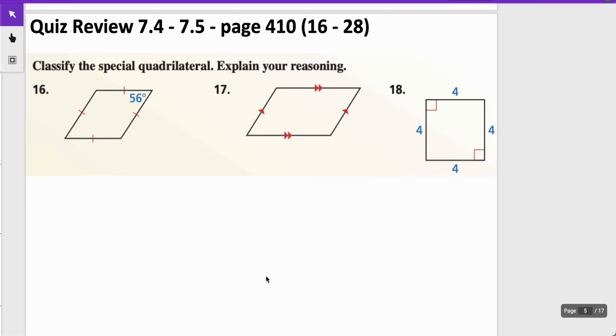Today we're looking at our quiz review from lesson 7.4 and 7.5 on page 410. Let's go ahead and get started.